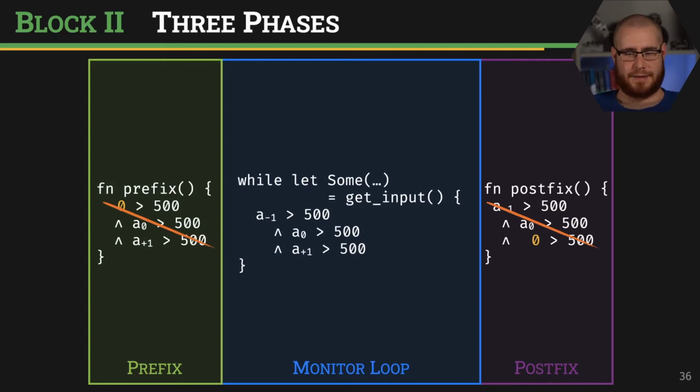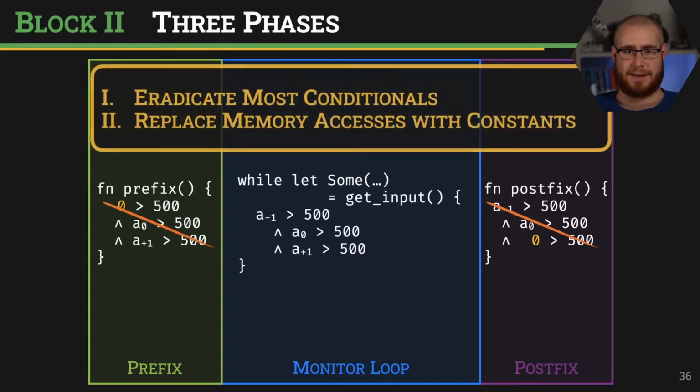And the summary of what's happening here in this optimization is that we eradicate most conditionals, and we replace several memory accesses with constants. And both of these things can mean a huge benefit for the performance, because they take a lot of time in the actual machine code.